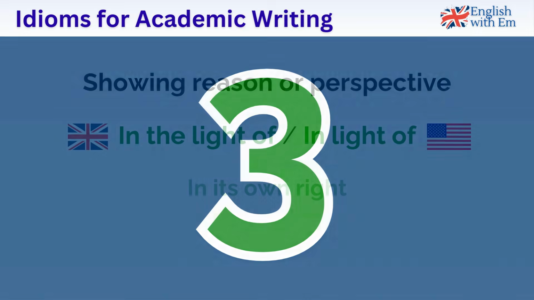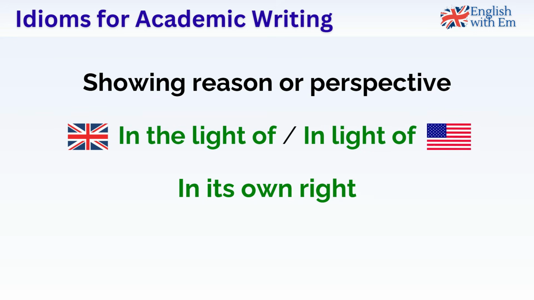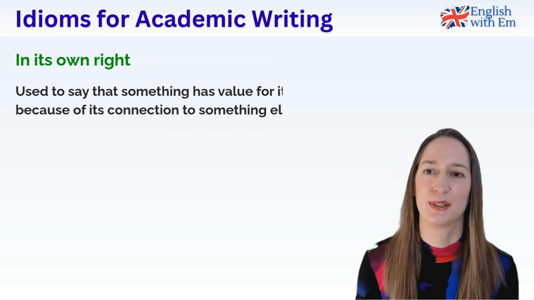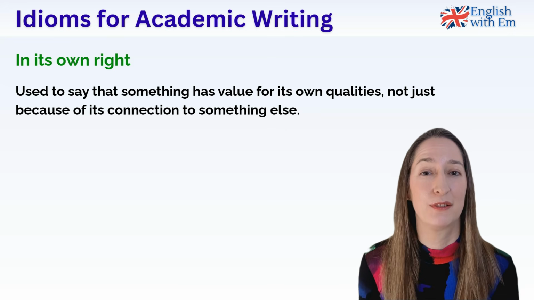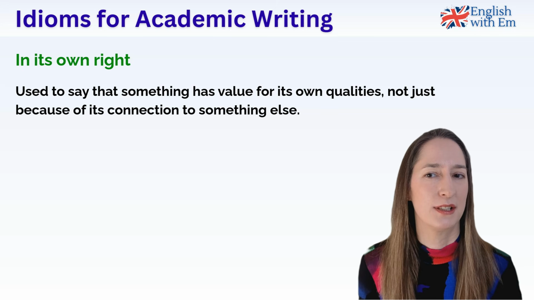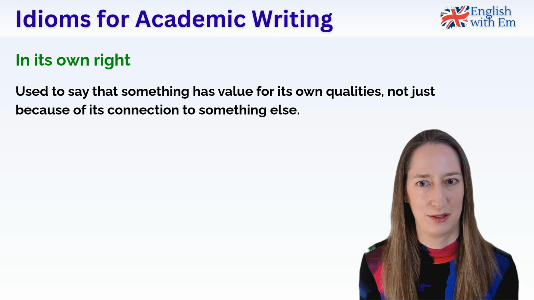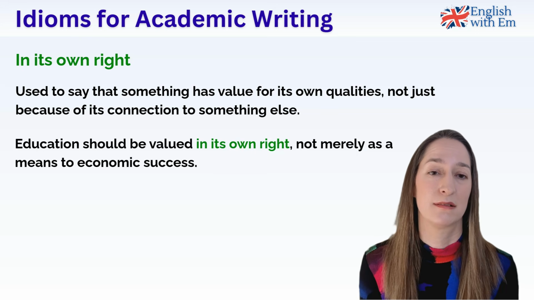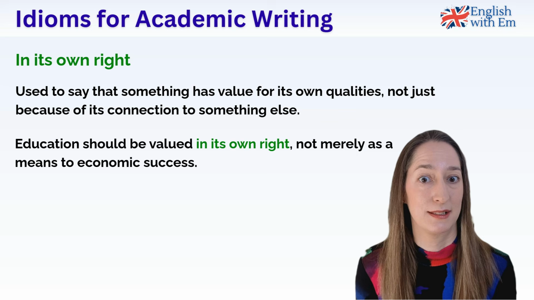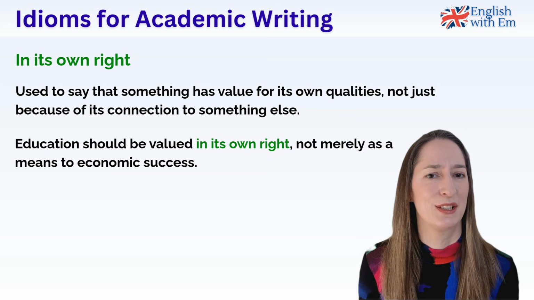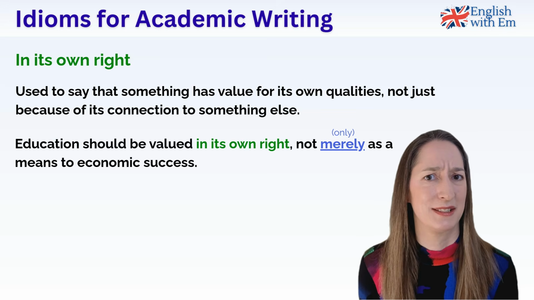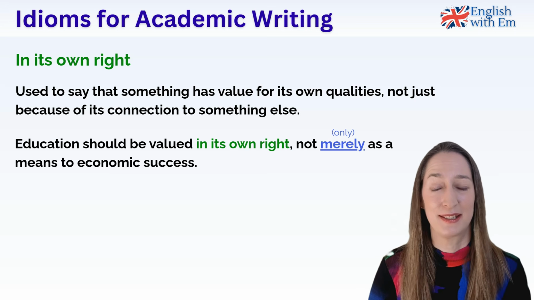Number 3, this is also used for showing reason or perspective: in its own right. So, in its own right is used to say that something has value for its own qualities, not just because of its connection to something else. Education should be valued in its own right, not merely as a means to economic success. So, just to point out merely, this is like saying only or just. I completely agree with this statement.